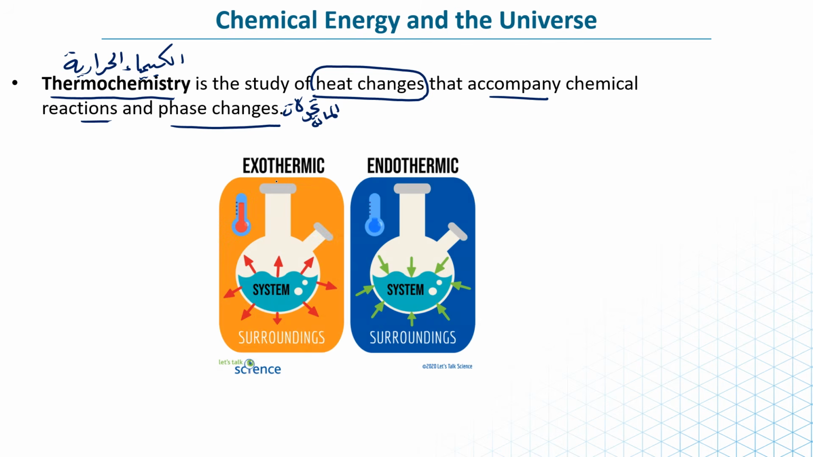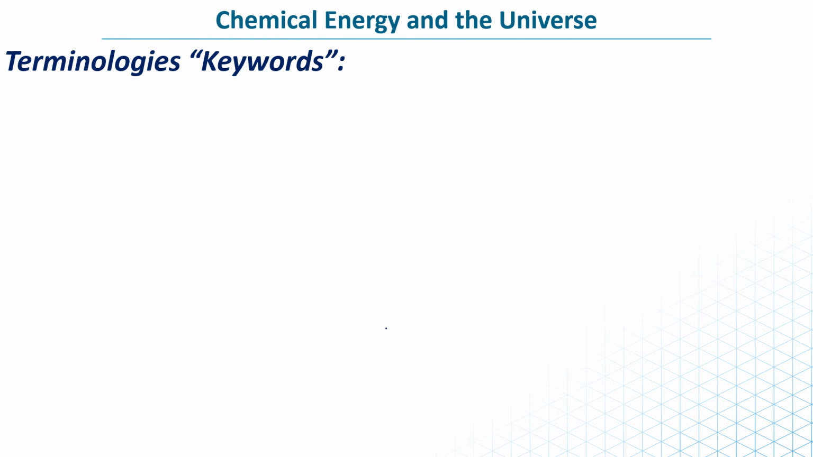Alright, so remember, heat changes meaning the system or your reaction can release heat، يفقد حرارة، أو إنه يكتسب حرارة، endothermic. Alright, so keep that in your mind. So heat leaves the system here, exothermic, see, it's out, and heat enters the system, so it's endothermic. Okay, so let's go through the keywords, the important keywords in your book.